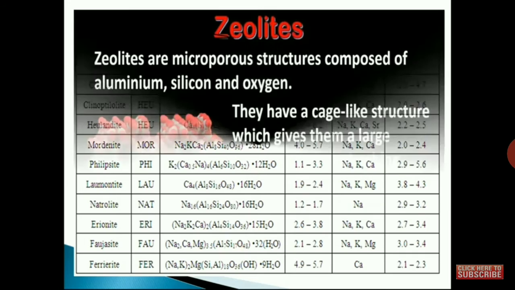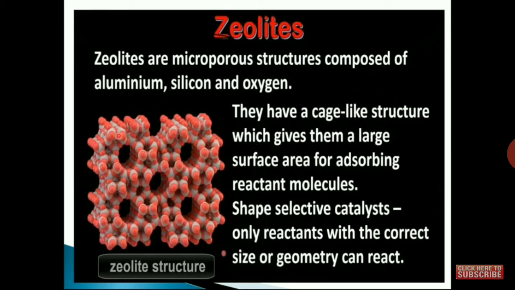Okay. Now, if you see the structure, you can see these cavities, where the cursor is right now. These cavities have the sodium and potassium ions, and when you pass the hard water through it, the calcium and magnesium ions would be trapped in these small cavities, according to their sizes, and in turn, your sodium and potassium would be released. So what I have written here: zeolites are microporous structures composed of aluminium, silicon, and oxygen, right? You may have the sodium also in the form of the salt. They have a cage-like structure, which gives them a large surface area for absorbing reactant molecules.